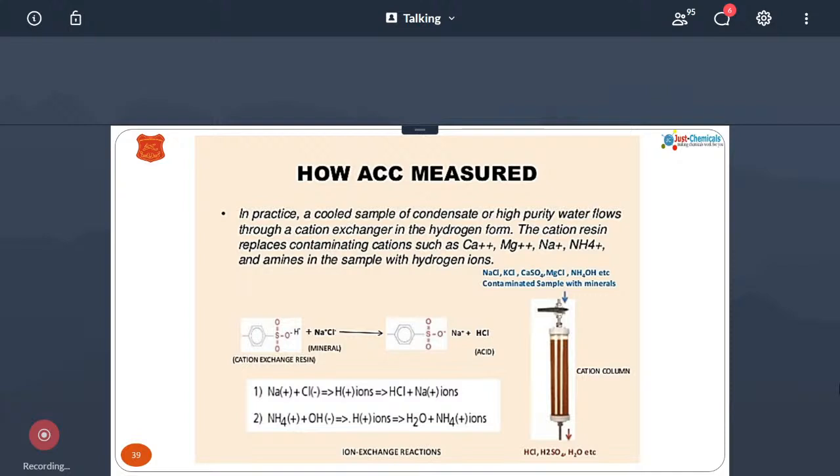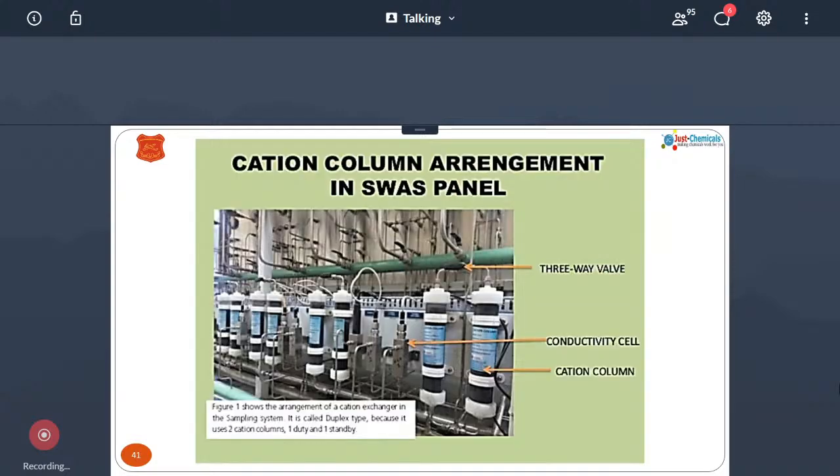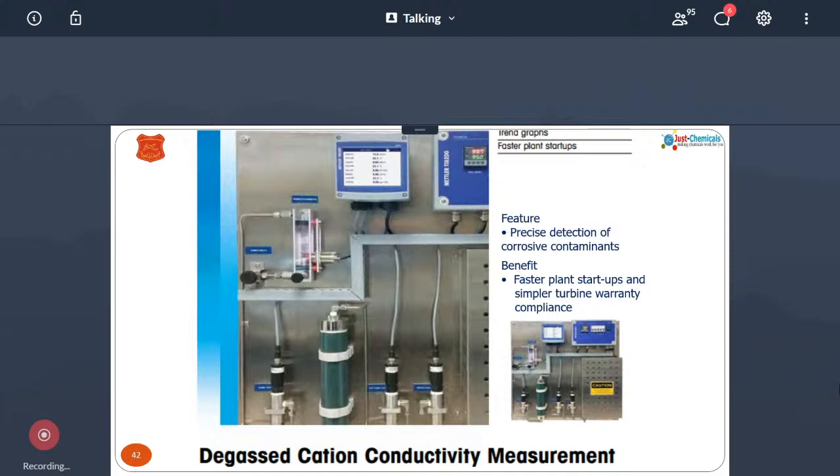All over the whole one-source system, we have cation conductivity measurement: steam, condensate, after the CPU (condensate polishing unit), in the feed water and all. This is the development, and in this development, one more development happened, which is the coming of degas cation conductivity. Now this degas cation conductivity is actually removing the effect of CO2 also.